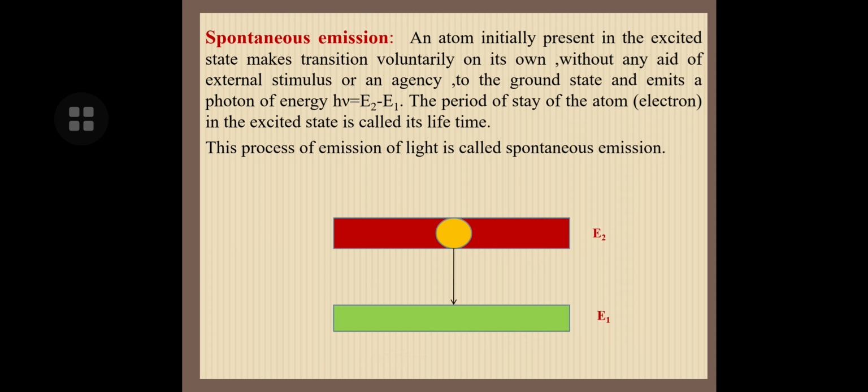In spontaneous emission, the atom is in the higher energy state, and after its lifetime, it comes to the ground state by emitting one photon. That photon energy is the energy difference between the two energy states, h nu equals E2 minus E1. This is spontaneous emission. In spontaneous emission, the atom comes to the ground state after its lifetime. This phenomenon was explained by Niels Bohr.